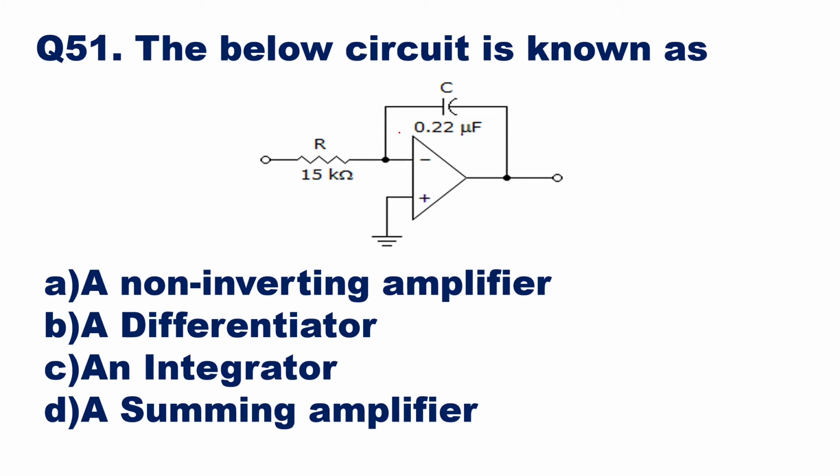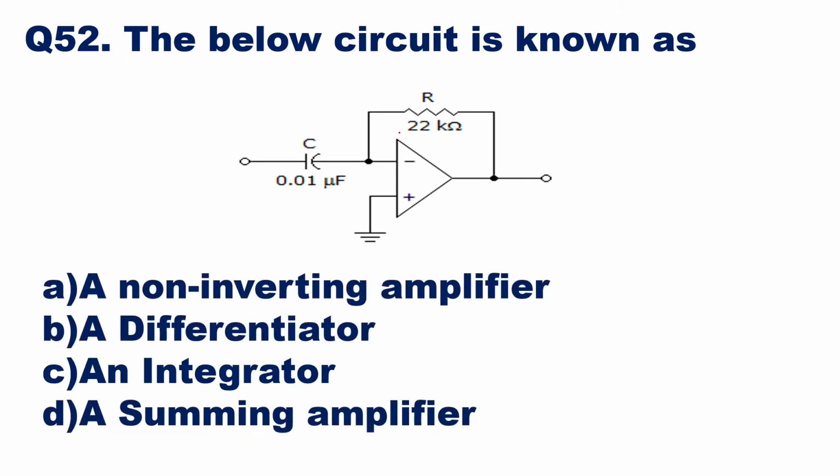Whenever a resistance is in series with the input and a capacitor acts as feedback between the output and the input, this combination is an integrator combination. So this circuit acts as an integrator, and the option will be an integrator. Then we'll go to the same type of question, question number 52.